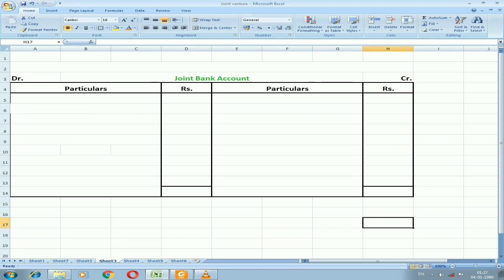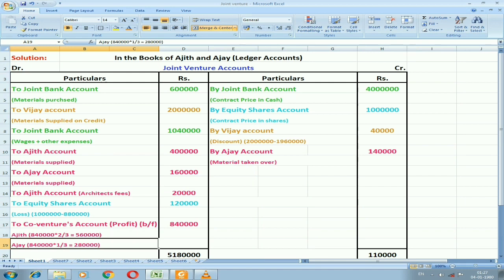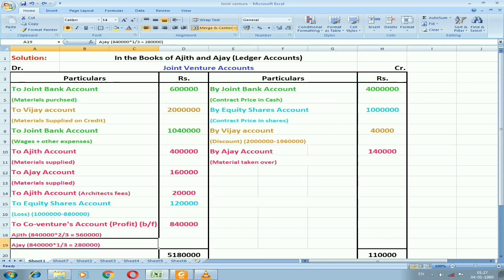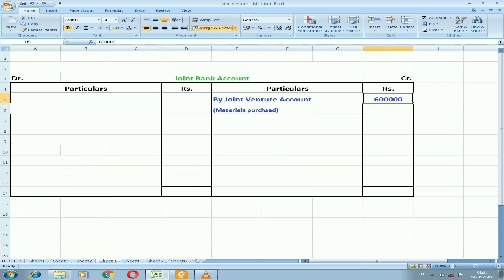After this, the next account we are supposed to prepare is joint bank account. Under joint bank account, entries related to joint bank are transferred from each account. On the debit side of joint venture, we have first one joint bank account, 6 lakh material purchased. So this should be transferred on the credit side of joint bank account in the name of joint venture account, material purchase 6 lakh. In the joint venture account on the debit side, we have one more, that is joint bank account, wages plus other expenses, 10 lakh 40,000. That will also be transferred to the credit side with the amount of rupees 10 lakh 40,000.